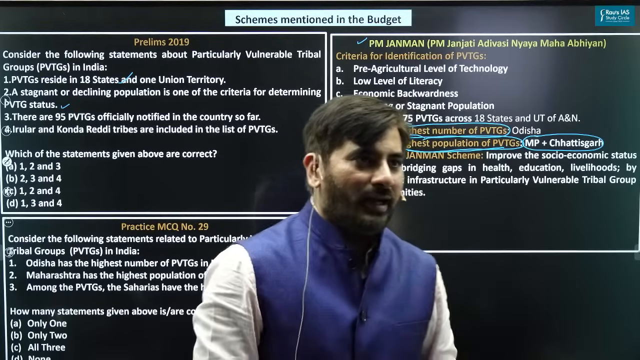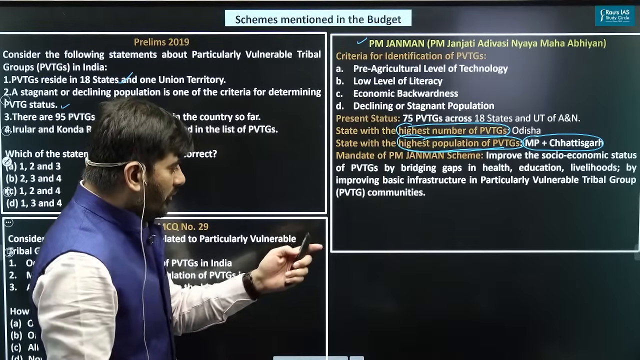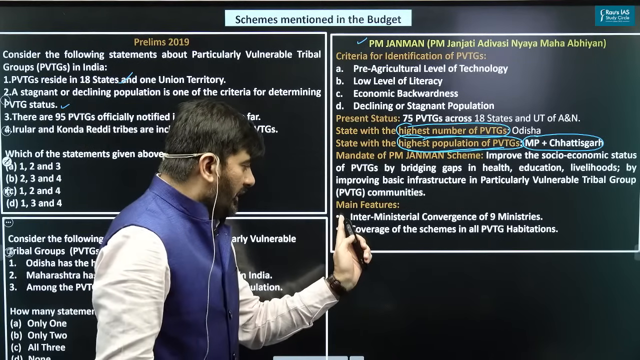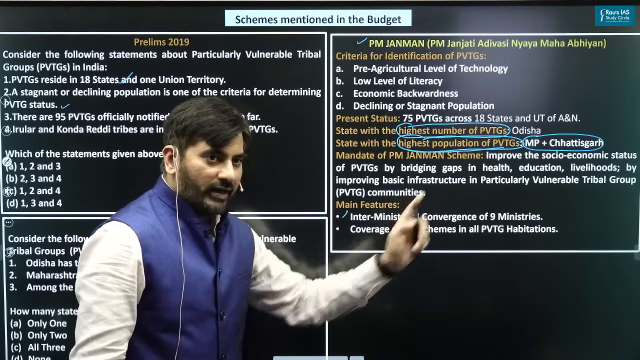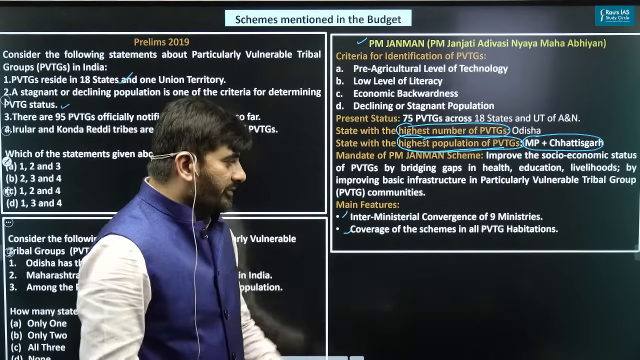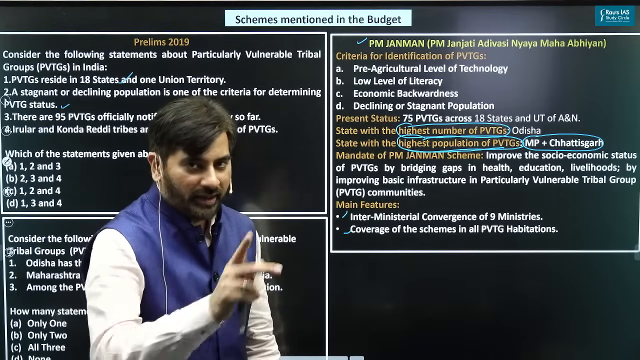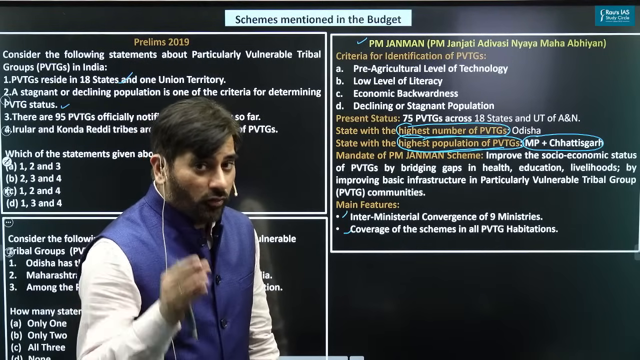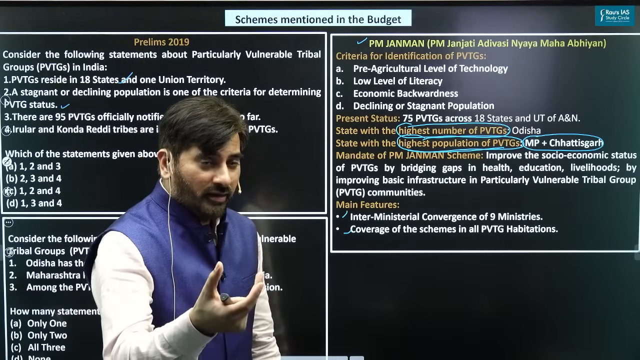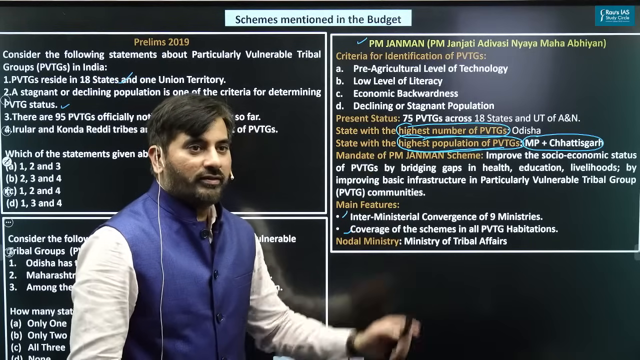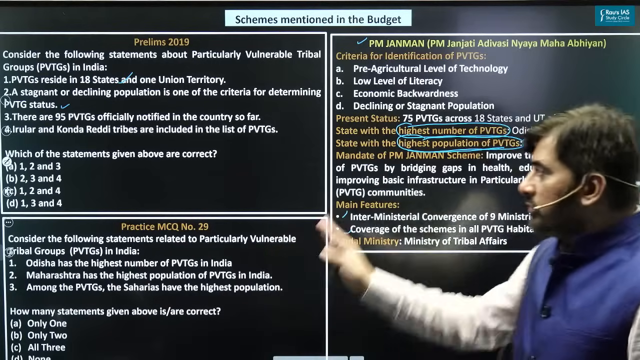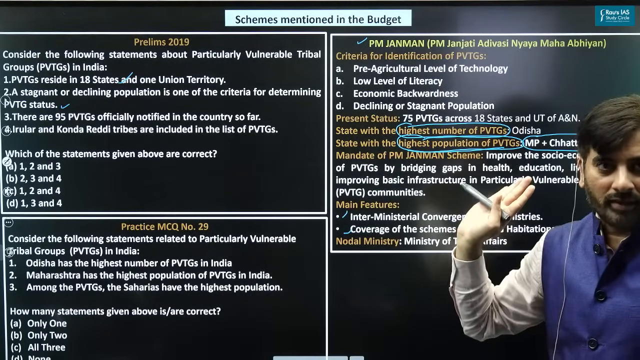So based upon that, what we are doing under this PM Janman, we are providing interministerial convergence of 9 ministries and coverage of schemes in all the PVTG habitations. But there should be one ministry, which should be the nodal ministry to achieve that coordination. And that ministry is Ministry of Tribal Affairs. These are the basic things which you should know with respect to Janman.